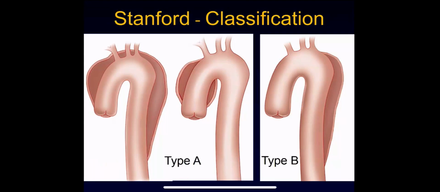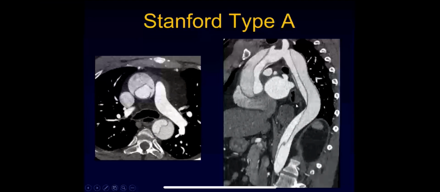However, it's much more simple to use the Stanford classification, where we want to know, is there a dissection in the ascending thoracic aorta? And if that's yes, then it's Stanford Type A. And if it's absent in the ascending thoracic aorta, then it is Stanford Type B. So here's our double barrel aorta, a Stanford Type A aortic dissection beginning in the aortic root and extending down into the abdominal aorta.